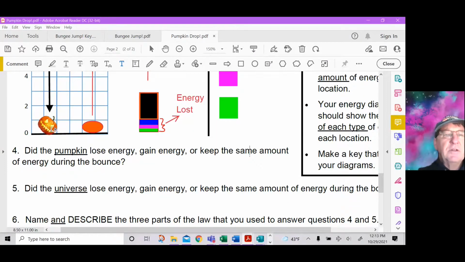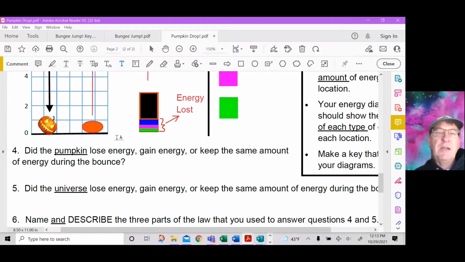Did this pumpkin itself lose energy, gain energy, or keep the same amount of energy during this bounce? Did the pumpkin lose energy? Did the pumpkin gain energy, or did it keep the same amount? Well, think about it. What's the law say? Oh, energy cannot be created or destroyed, but it can be transferred and converted.